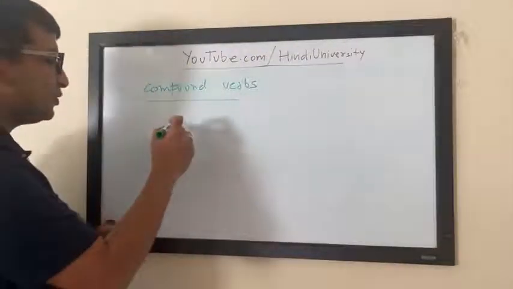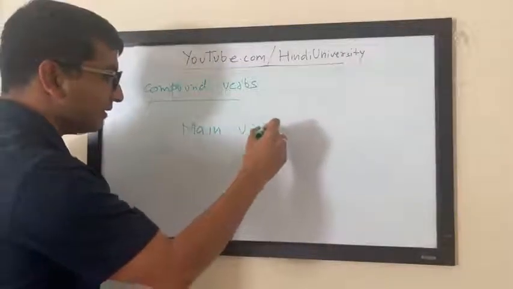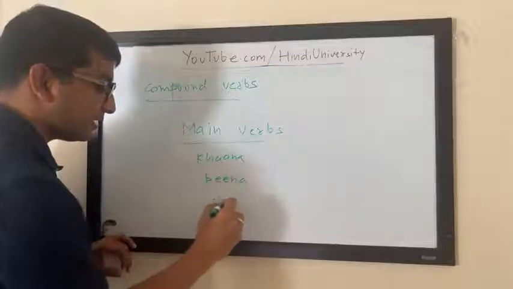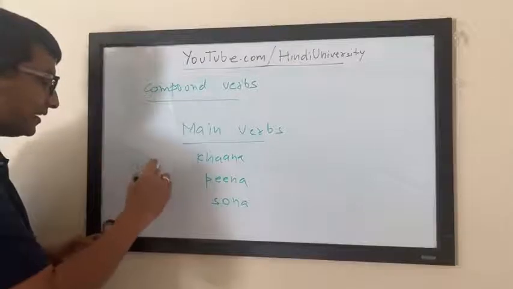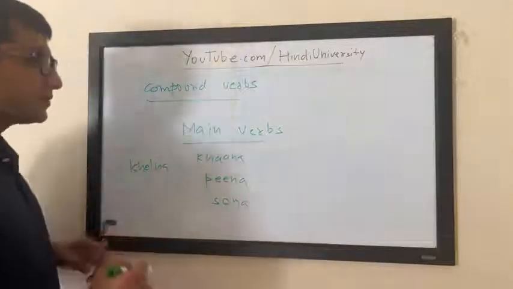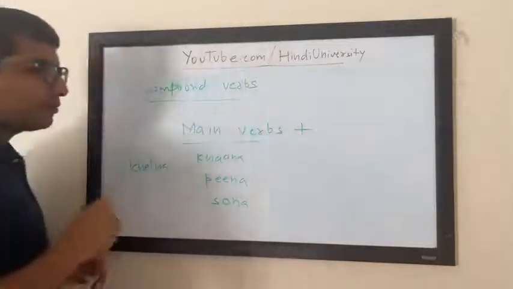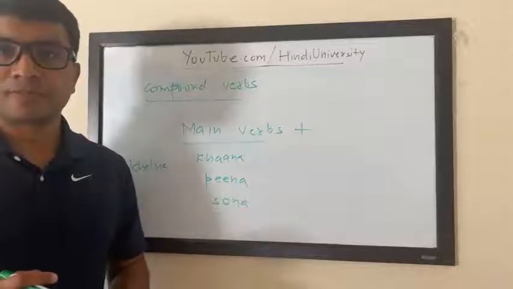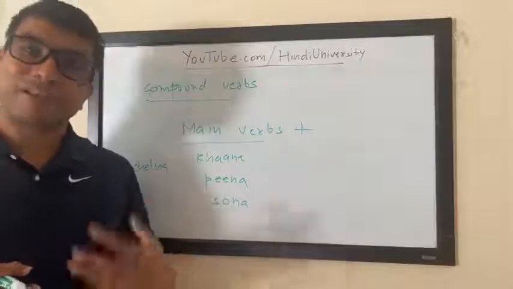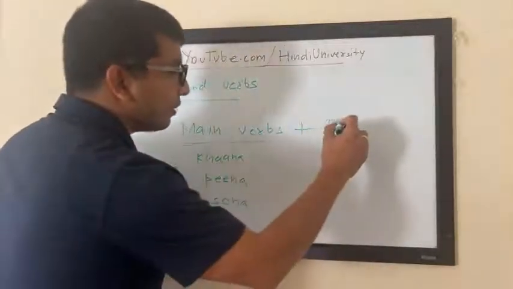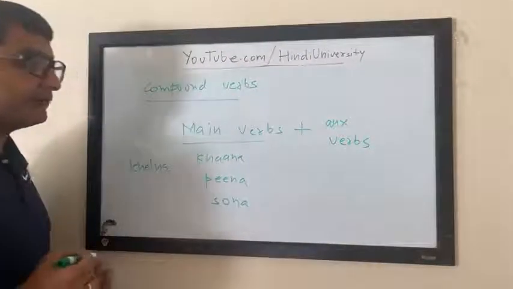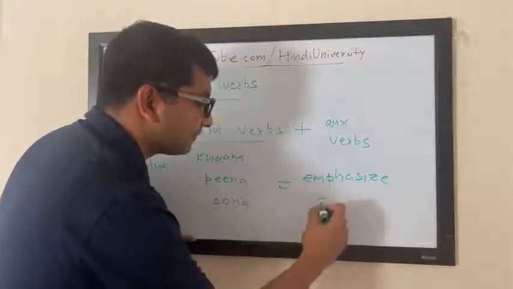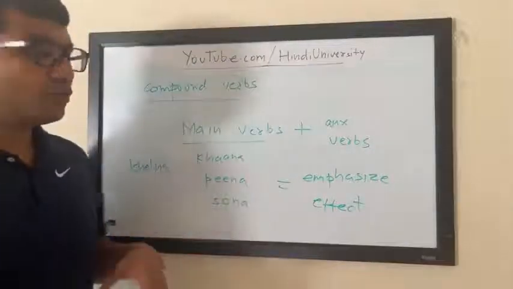So what are compound verbs, right? You use your main verbs that we just covered, such as, I eat, khana, I drink, peena, and then sona, you name it, all the verbs, khelna, right? In Hindi, colloquially, sometimes you want to emphasize the use of these verbs. Just using them itself is not enough for Hindi speakers. So they end up using some auxiliary verbs along with these main verbs to emphasize the meaning or effect of what you're saying. Those are called compound verbs.